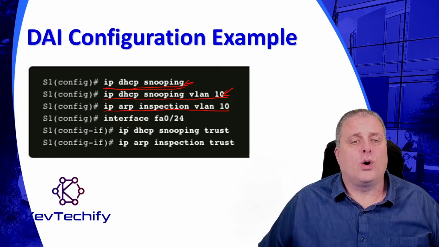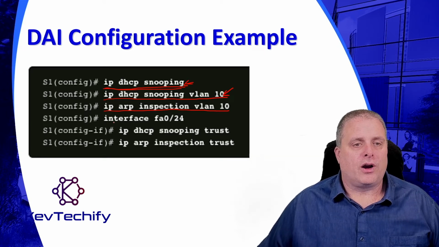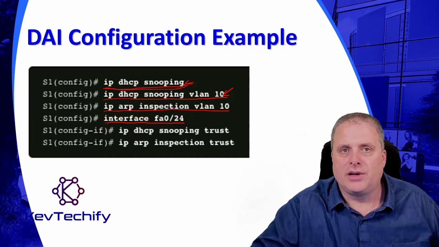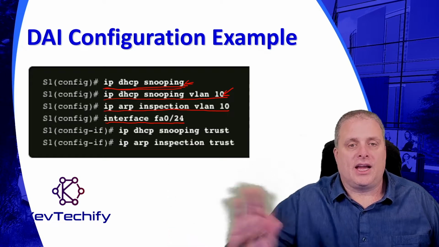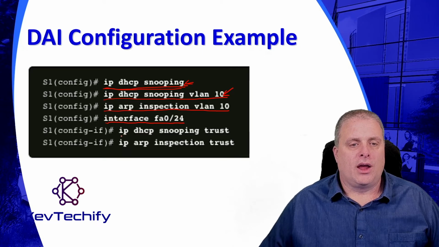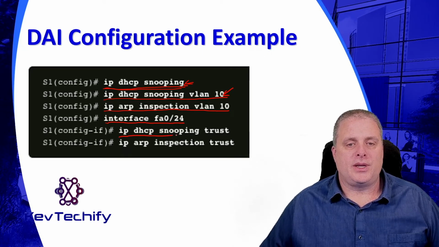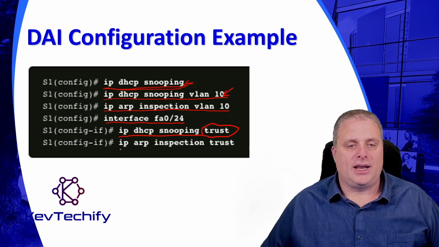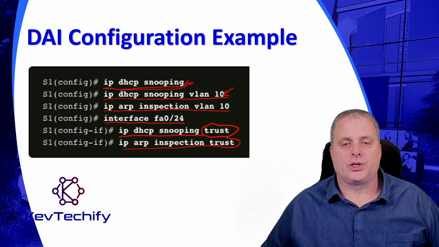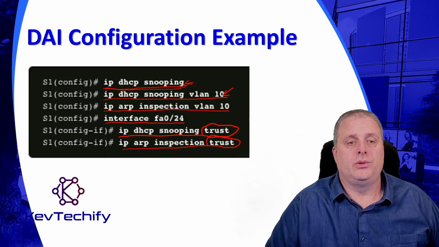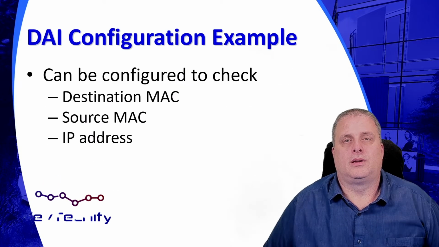After that, you go into an interface. For our example, FastEthernet 0/24 went from our switch into a router. Once again, it's underneath our administrative control. We trust that connection, so we're not going to limit that traffic. Once we're in that interface, we can say for IP DHCP snooping, we're going to trust it. And then for IP ARP inspection, Dynamic ARP Inspection, we're also going to trust it. That way, none of our limits will be applied to that connection going to the router.